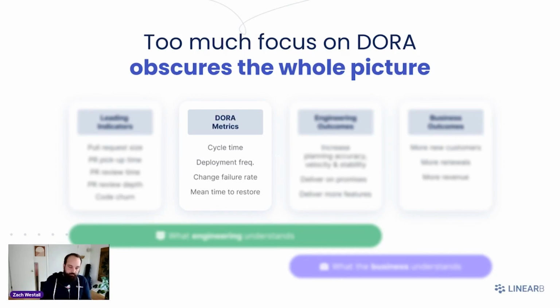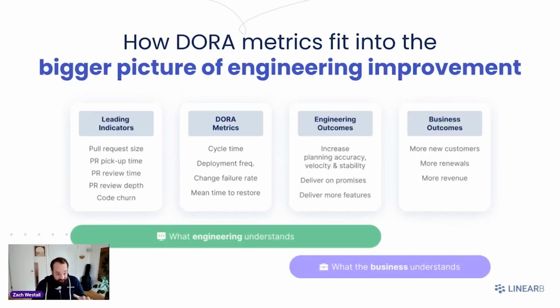So we found that too much focus on DORA obscures the whole picture. Again, DORA metrics are like Earth's position in the cosmos. Here is the rest of the universe that we need to look at, but we focus way too much on DORA metrics. What we need to do is widen our gaze a little bit: how DORA metrics fit into the bigger picture of engineering improvement.